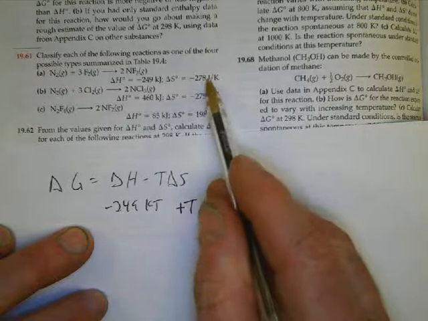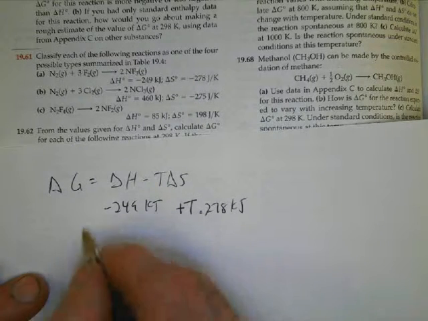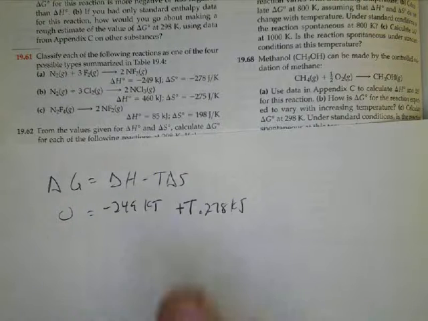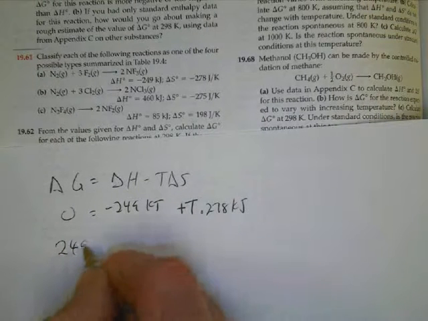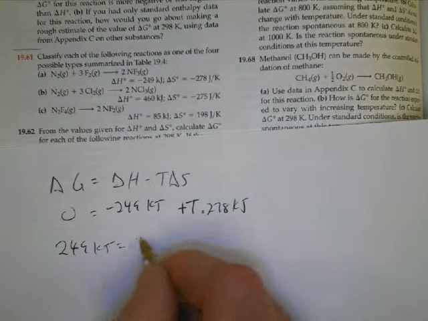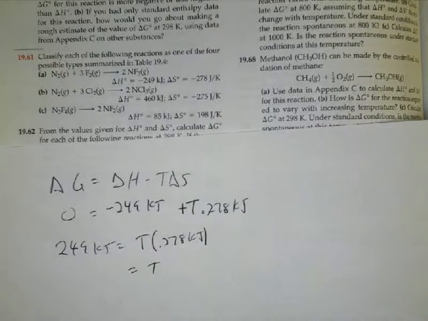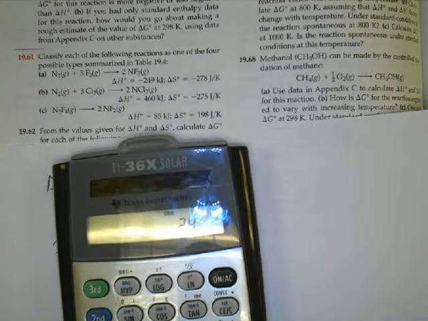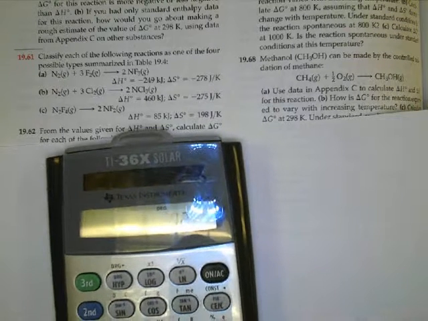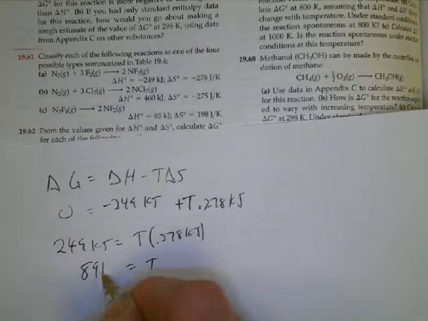Okay? So let's take this 249 to the other side. Let's let this be 0, because that's our equilibrium point. That's our point at which the Gibbs energy will be neither spontaneous in neither direction. So let's just work this out. So this goes over to the other side. It becomes 249 kilojoules equals T times 0.278 kilojoules. So T turns out to be 249 divided by 0.278. So that number turns out to be 896 Kelvin. You could argue that that's a fairly high temperature.